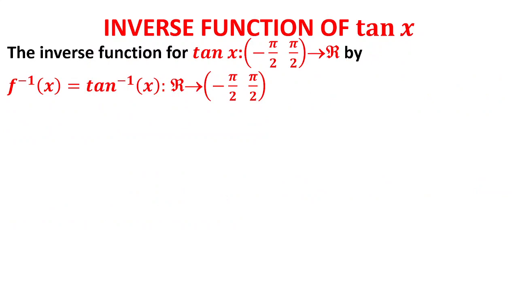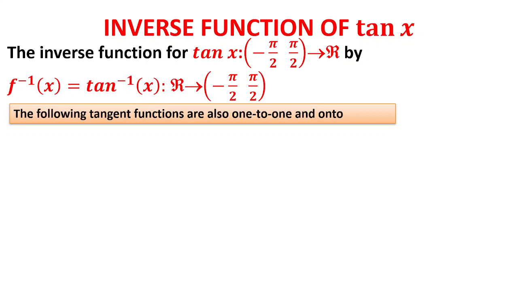How to define the inverse now? We are calling it tan inverse x. Therefore, f inverse, that is tan inverse x, will be from R to minus pi by 2 to pi by 2, both not included because tan pi by 2 is not defined.